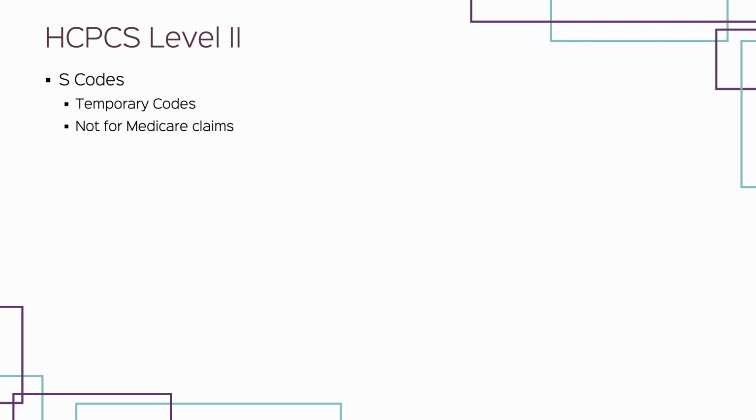Your S codes are temporary national codes, but unlike your other HCPCS codes, these are not used for Medicare claims. Instead, these codes are often used by commercial payers such as Blue Cross Blue Shield and other private insurance plans. Codes may be assigned to services or items that are commonly covered by commercial carriers, but they are not recognized under your Medicare billing rules. As a result, it is important to know which payers will accept your codes and to use them appropriately based on the insurance plan that is being billed.